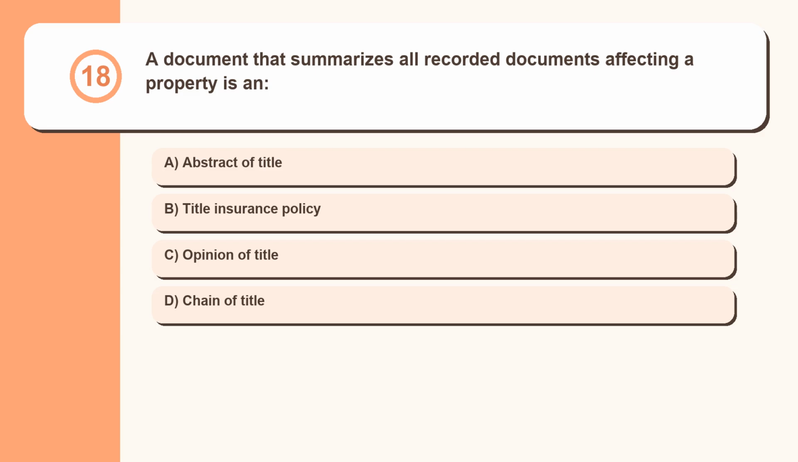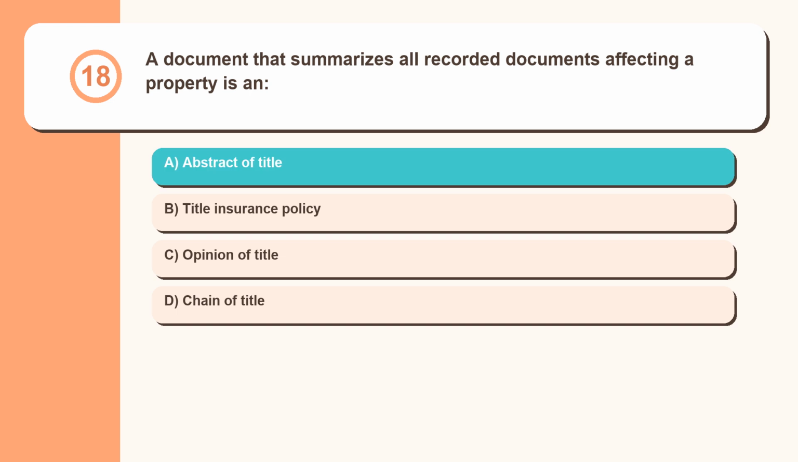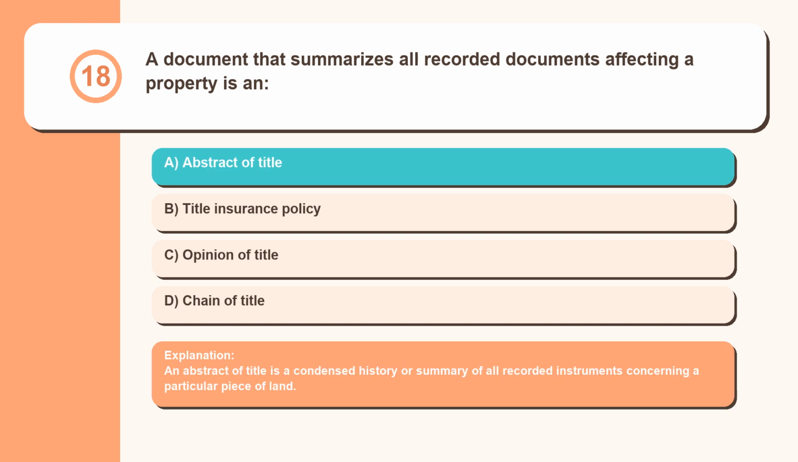Question 18. A document that summarizes all recorded documents affecting a property is an abstract of title, title insurance policy, opinion of title, chain of title. An abstract of title is a condensed history or summary of all recorded instruments concerning a particular piece of land.